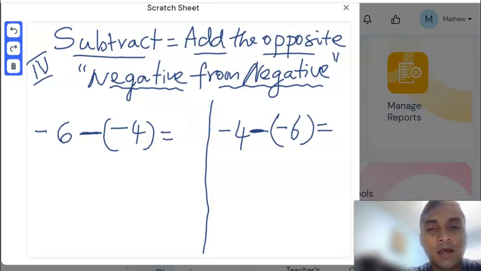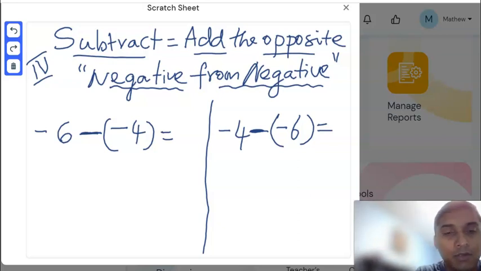We're going to deal with that last option of subtracting integers. As always, when you deal with integers, especially with subtraction, think that subtraction is adding the opposite. Now the last case, or the fourth case, of subtracting integers is when you have to subtract a negative number from a negative number. For example, in this case, -6 minus -4. So you are subtracting -4 from -6, or in this case you are subtracting -6 from -4. In both cases we just have to add the opposite.